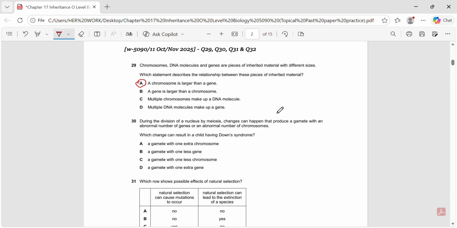Next, the question talks about meiosis and how errors during division can produce gametes with an abnormal number of genes or chromosomes. It asks which change can result in a child having Down syndrome. The correct answer is A: a gamete with one extra chromosome.